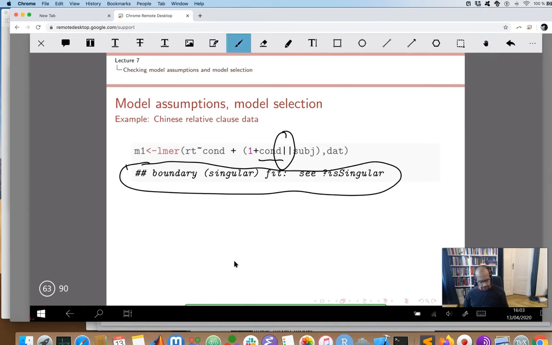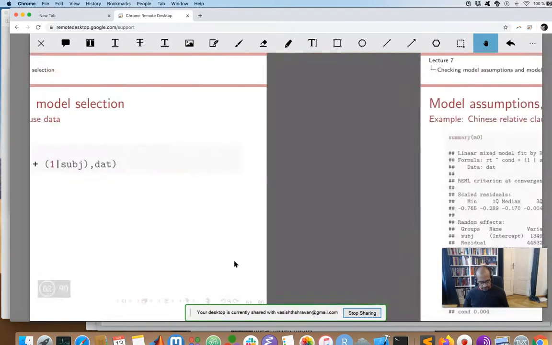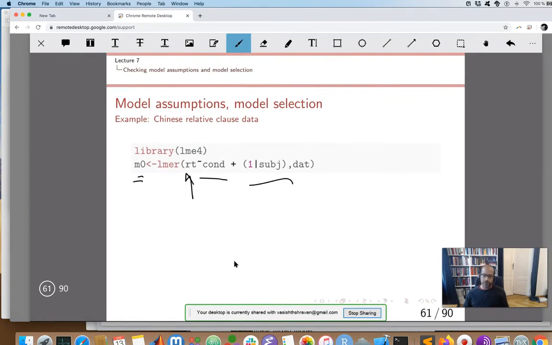But for now, I'm just going to ignore this, right? In reality, like in real data analysis, if you get this kind of warning message, then what that means is that you shouldn't be trying to fit a complex model like the one you're trying to do. So a simpler model like this might be the best you can do under the circumstances.